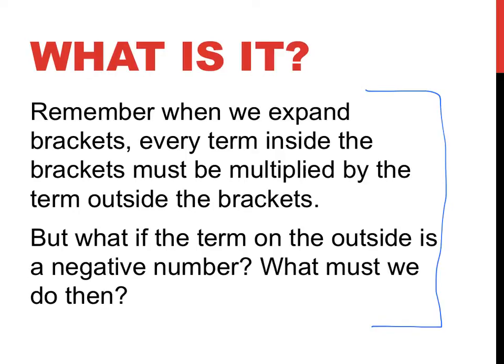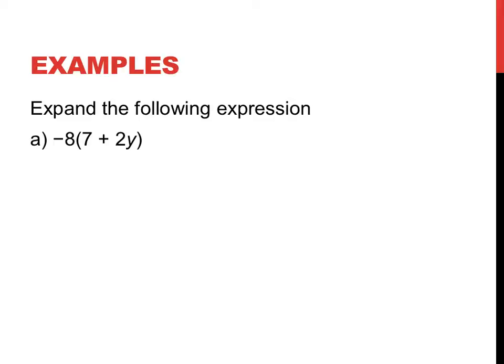So just a reminder, when we expand brackets, every term on the inside must be multiplied by the term on the outside. But the question I'm asking is, what if the term on the outside is a negative number? Oh, that's odd. What do we have to do then? Okay, let's have a look at this question.